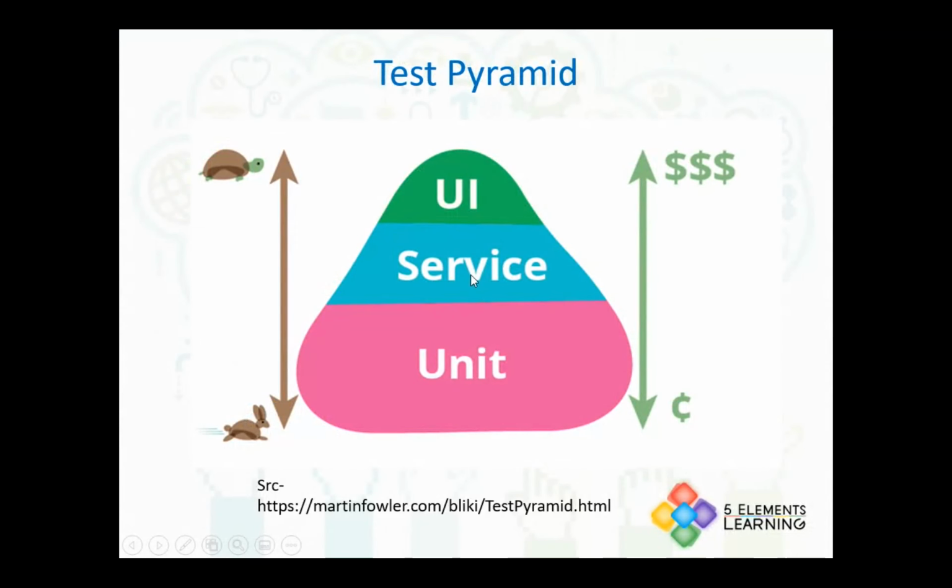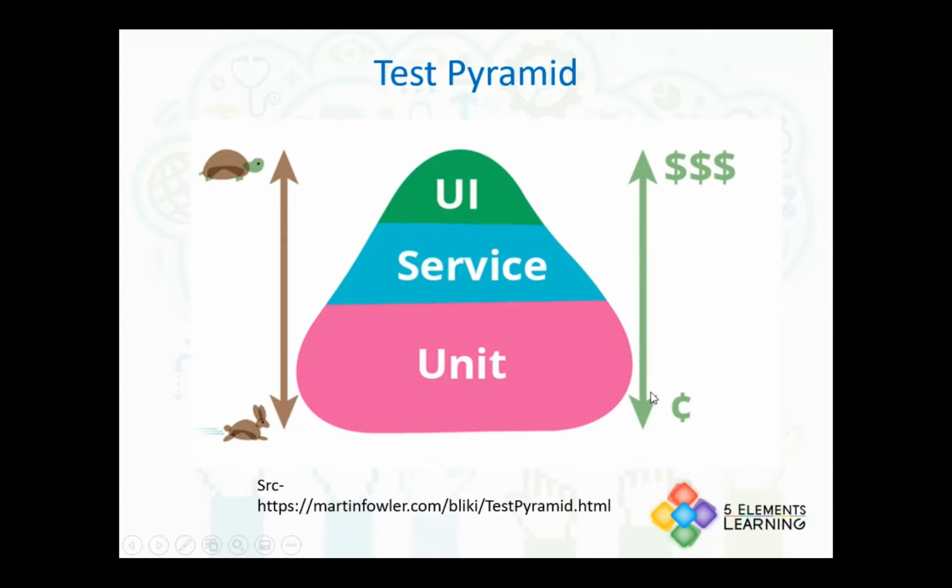Now, why this huge concern about having TDD as a practice built into your product development teams? It has been made popular by Martin Fowler, the test pyramid, which says that you should have a large number of unit tests, then your integration tests, and then your acceptance or end-to-end tests. Now, your unit tests are your fastest and your UI tests are your slowest.